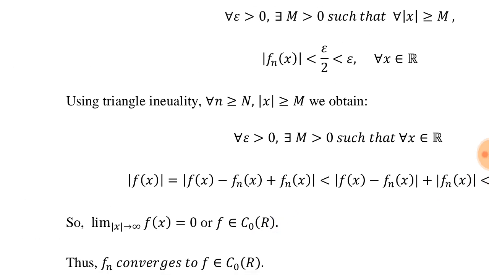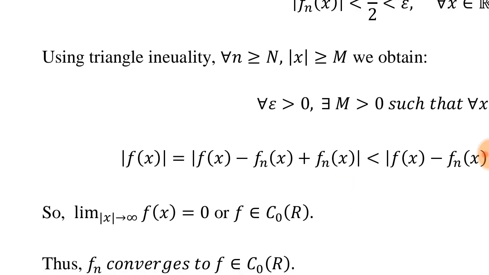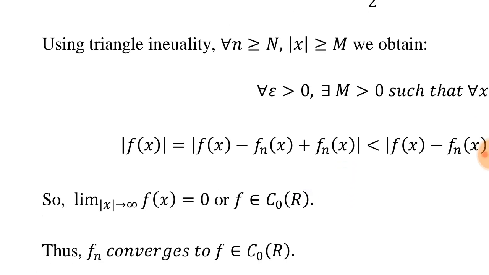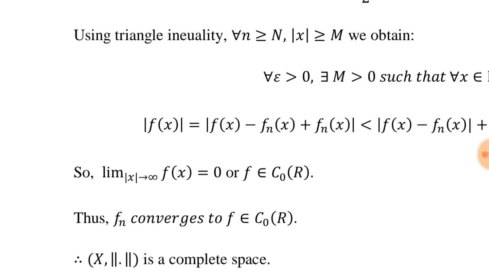So we have already proved that the limit of f of x as the absolute value of x approaches infinity is equal to 0, or f is an element of C sub 0 of R. Thus, f sub n converges to f in C sub 0 of R.